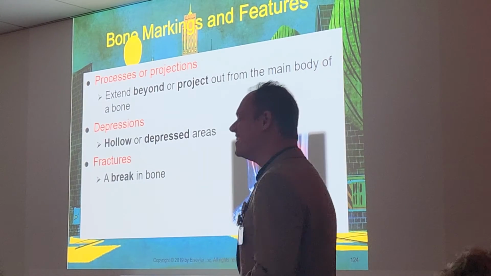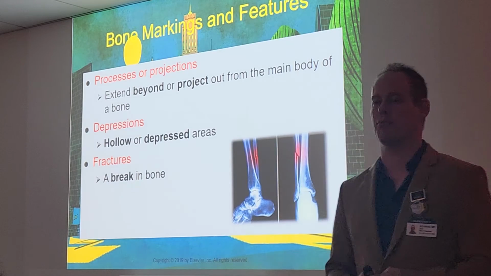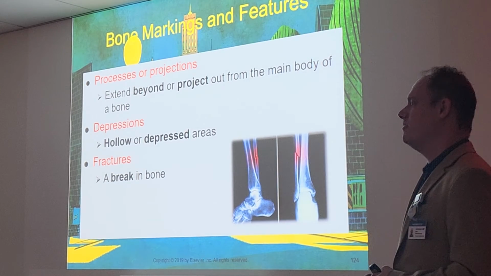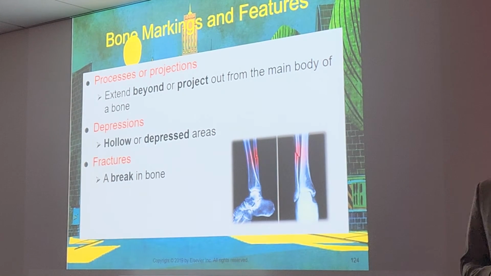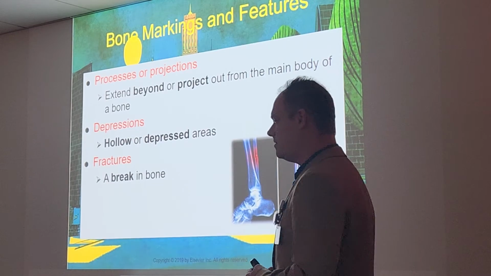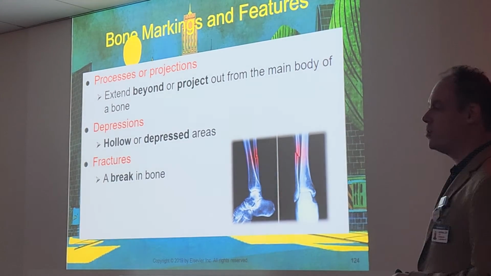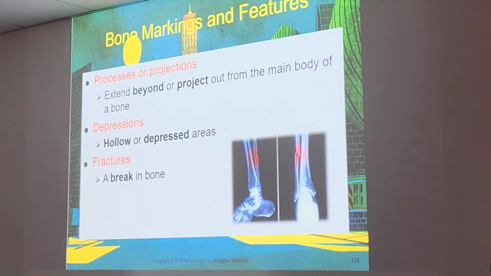Hollow or depressed areas. And then we have, of course, a fracture. We should all know what a fracture is. That's simply a break in the bone. What we're going to be seeing a lot of when we take x-rays of extremity work. And there are a lot of different types of fractures that we're going to review here in a little while. So that picture right there is showing you a fracture of the fibula. Specifically, that's the distal fibula.